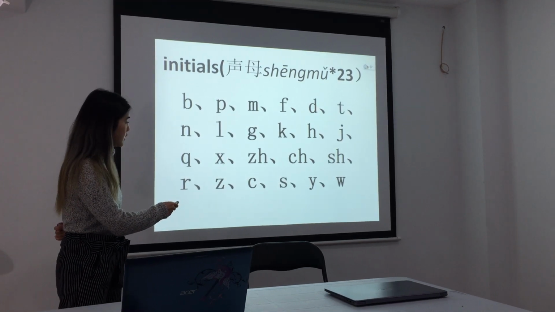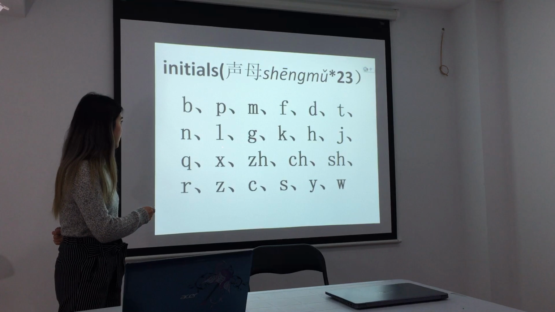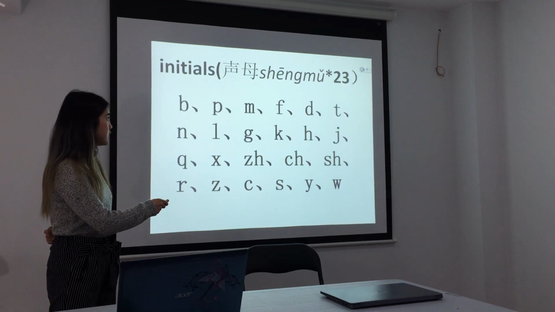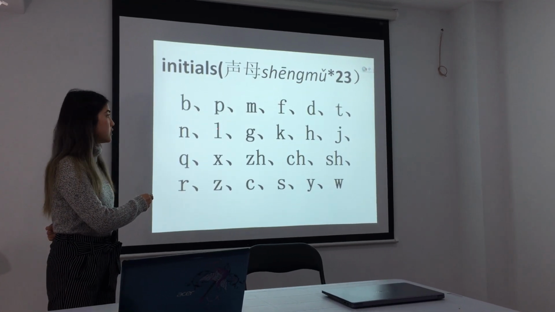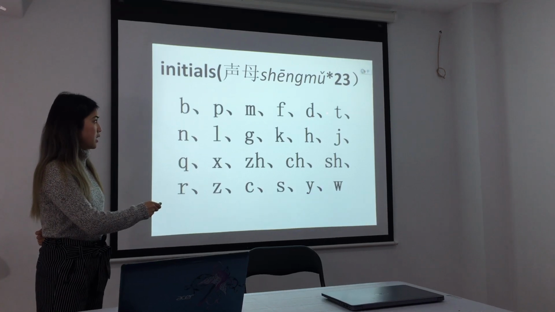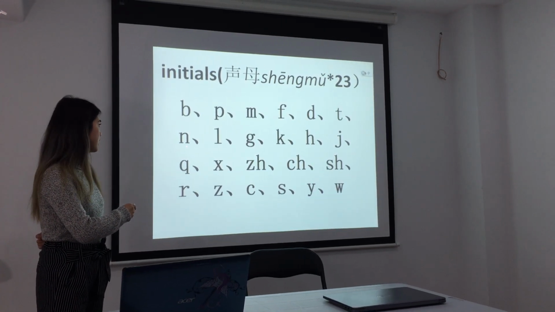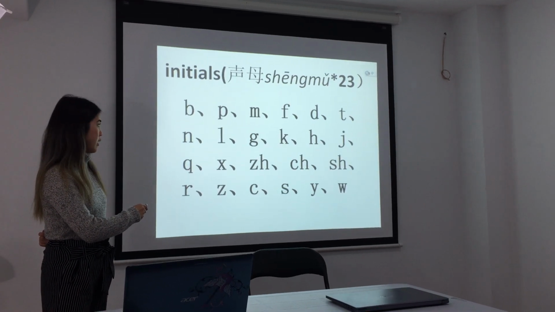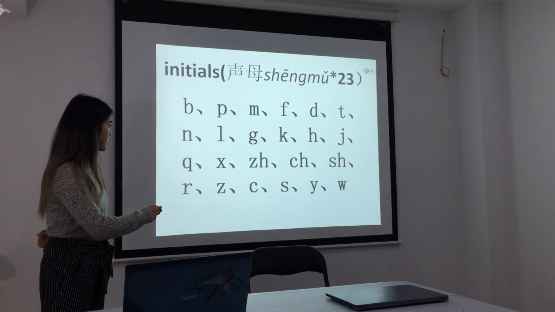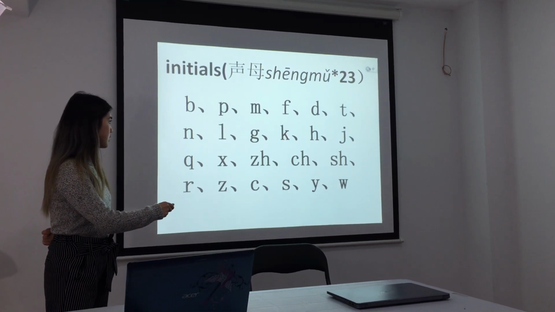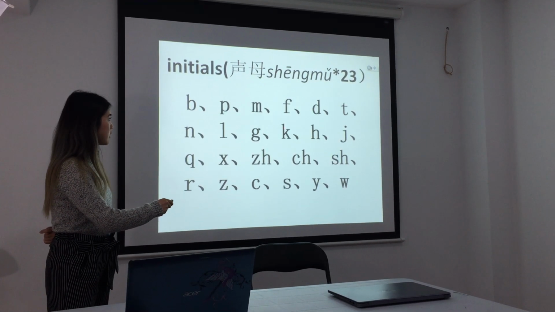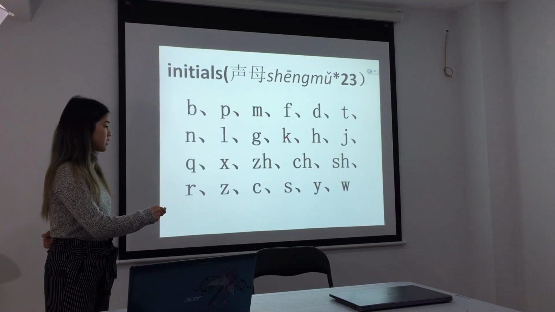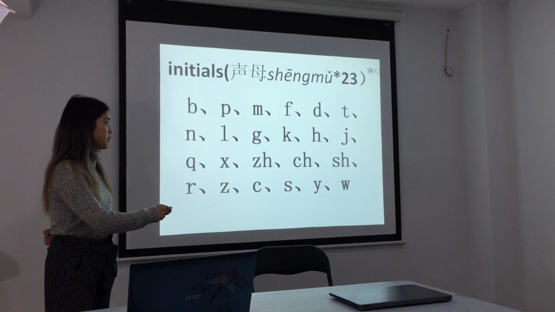This one is de. This one is te. This one is ne. And this one is le. As you can see, these 4 characters end in the same sound. So de, te, ne, le. It's almost like you're draining out the sound of the syllable. This one is ge, ke, and he. Much like the 4 before, they also end in the same sound.